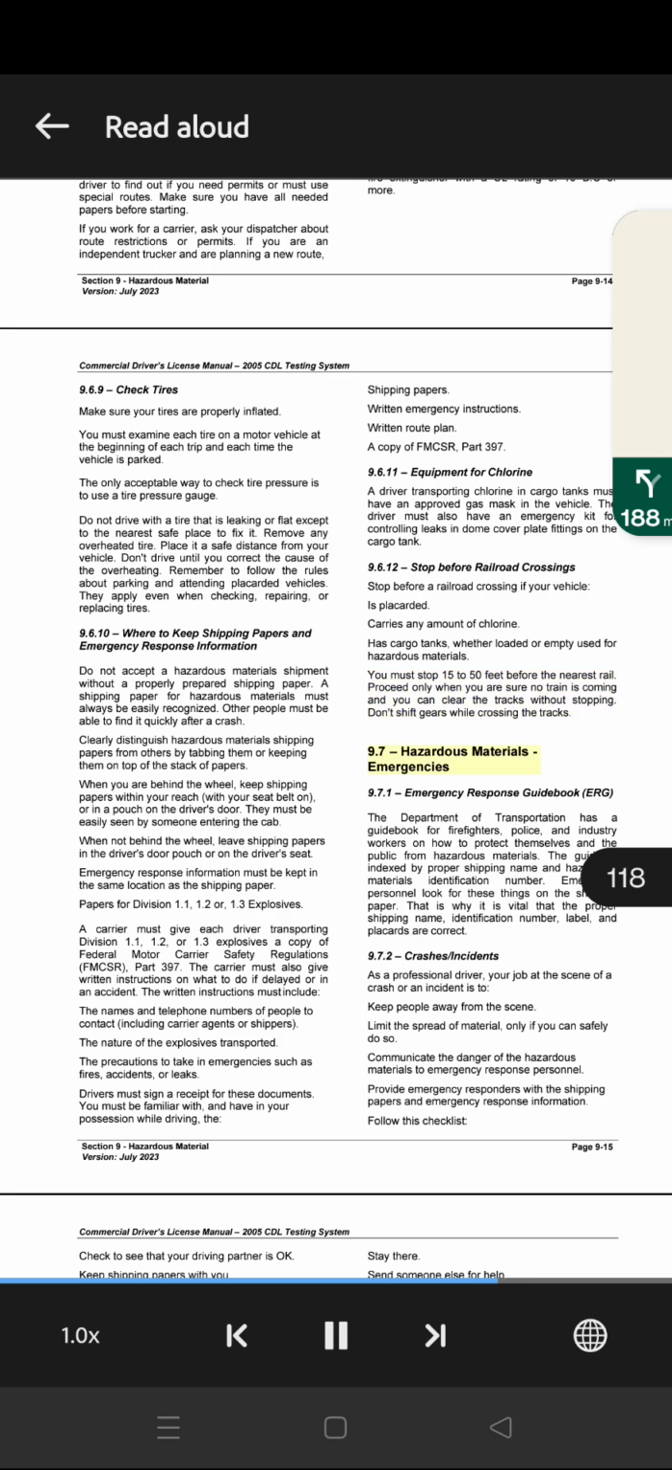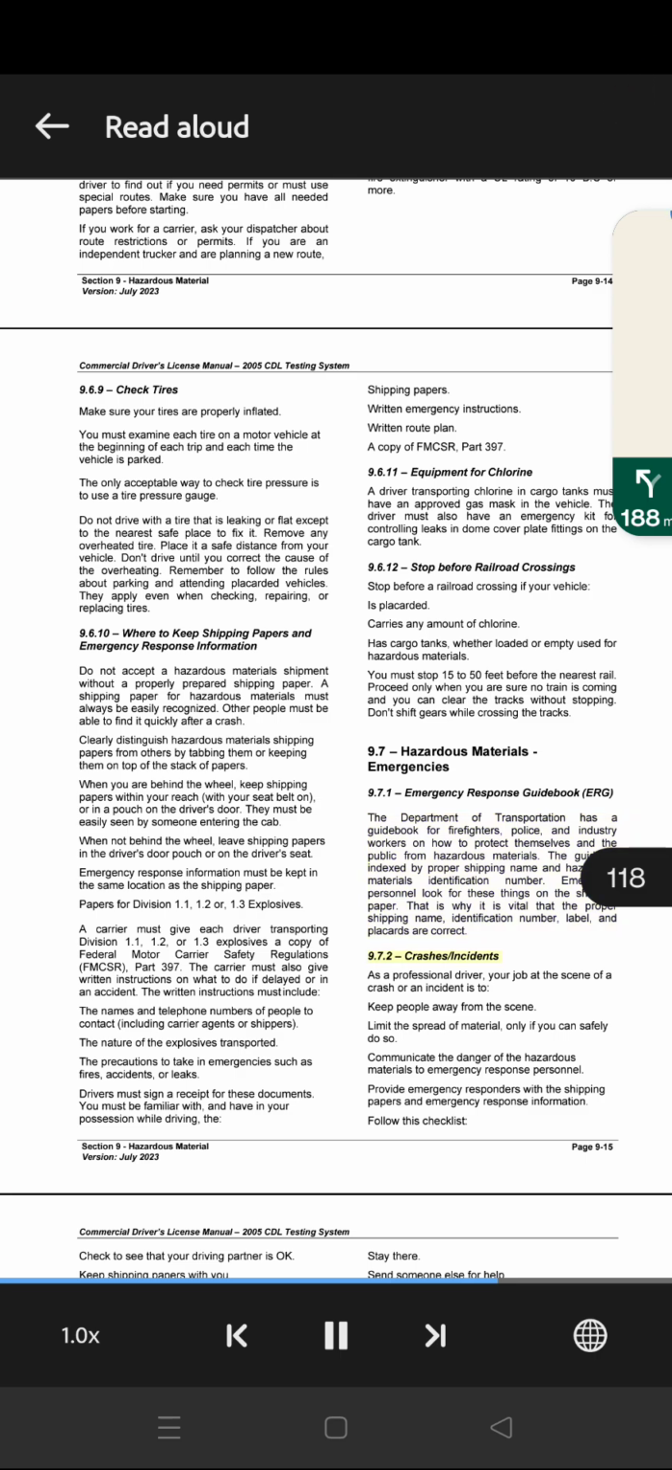9.7 Hazardous materials, emergencies. 9.7.1 Emergency Response Guidebook, ERG. The Department of Transportation has a guidebook for firefighters, police, and industry workers on how to protect themselves and the public from hazardous materials. The guide is indexed by proper shipping name and hazardous materials identification number. Emergency personnel look for these things on the shipping paper. That is why it is vital that the proper shipping name, identification number, label, and placards are correct.